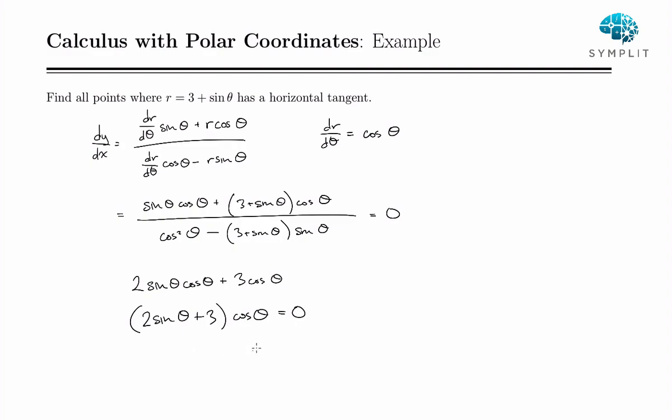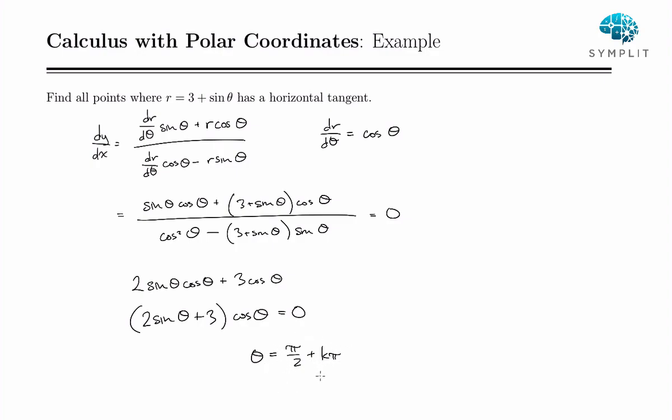So, of course, that's any time that θ is π/2 plus some multiple of π for this cosine, or when sine of θ is negative 3/2. Of course, that never happens, and so since that never happens, these are going to be our only places.